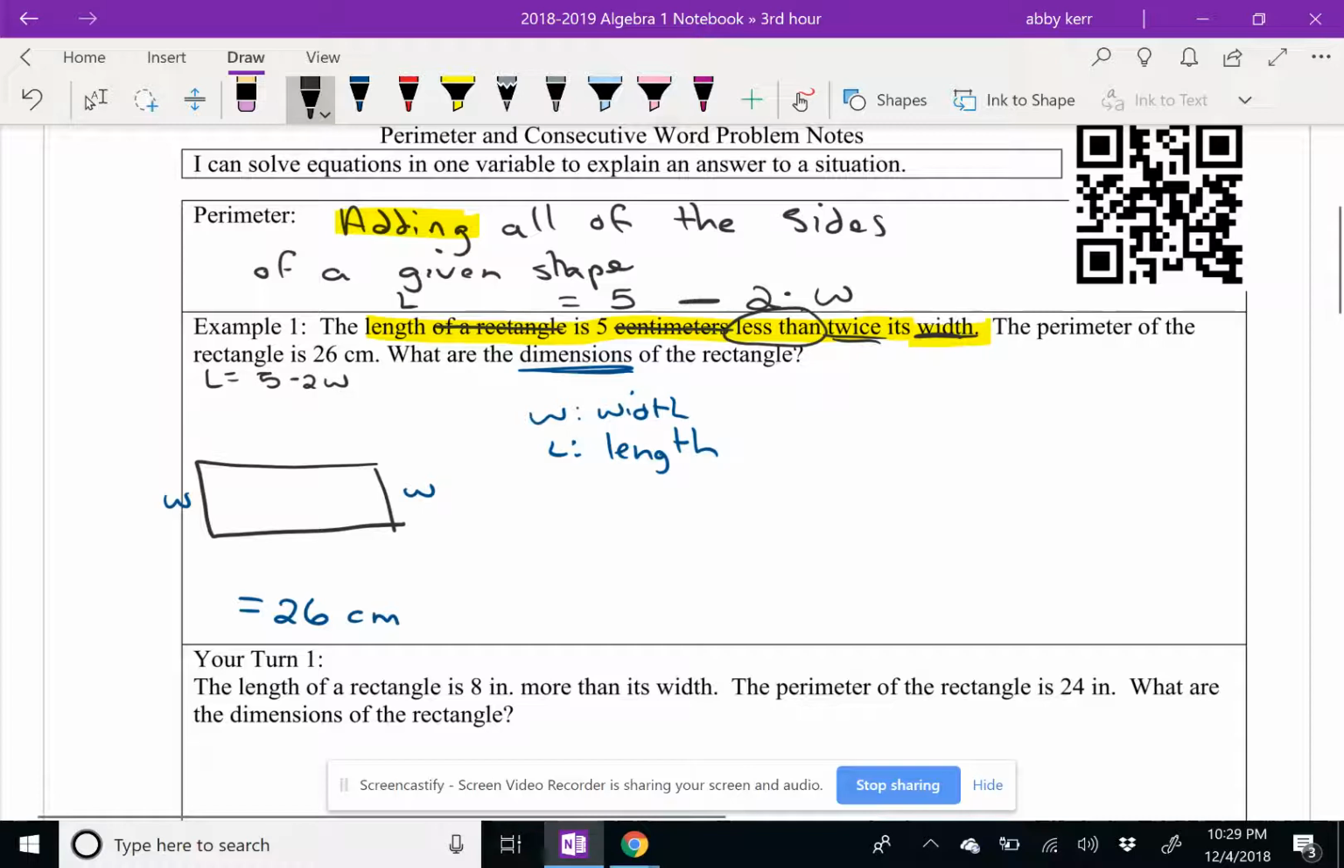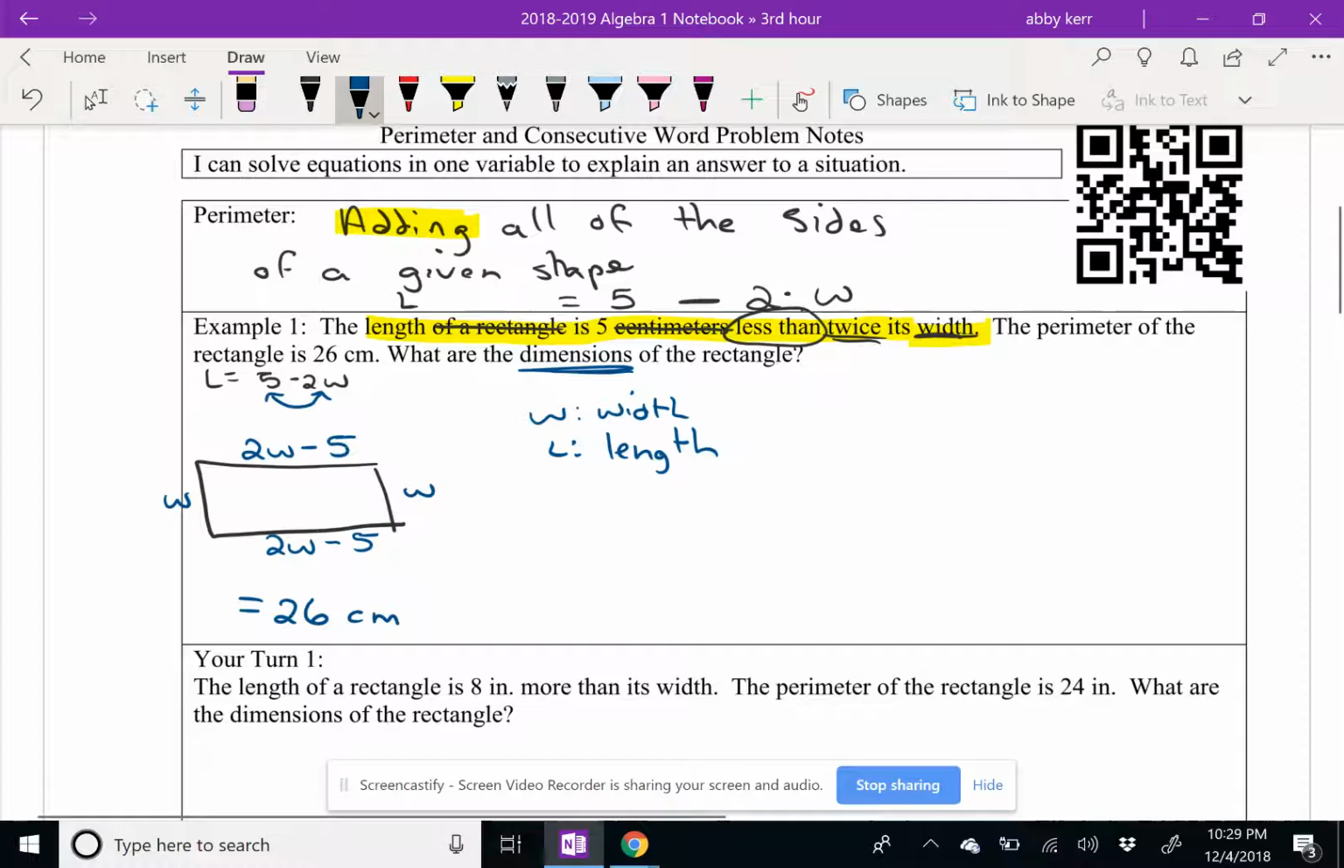However, sometimes when you are translating English into math, there's not a correct translation. So what you have to do when you have less than, you have to switch the two terms. You have to have 2W first minus the 5. If not, your whole problem will be incorrect. So notice that I put it on top and bottom of the rectangle because that's our length.